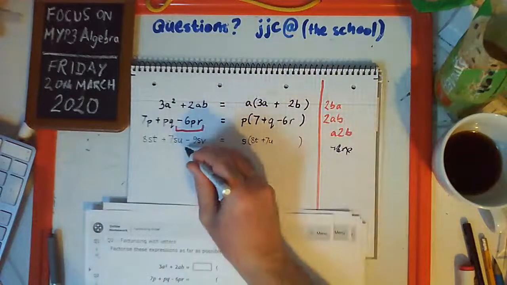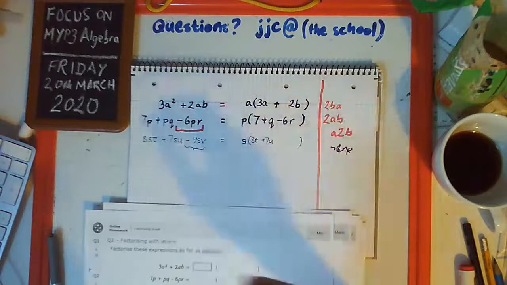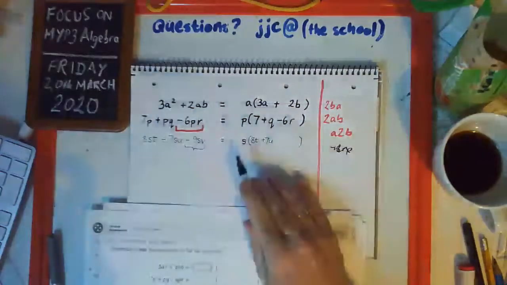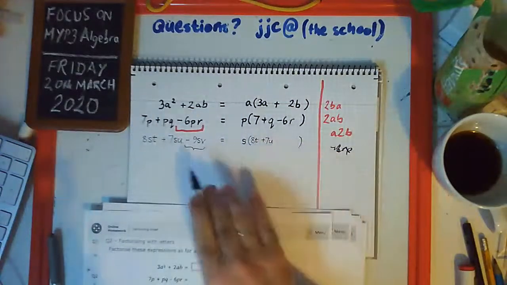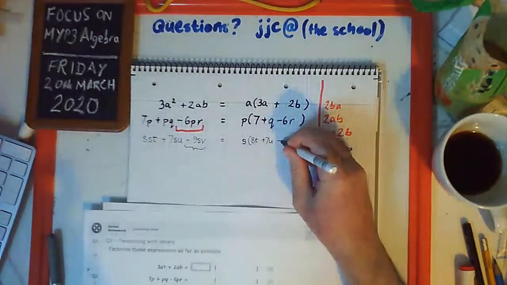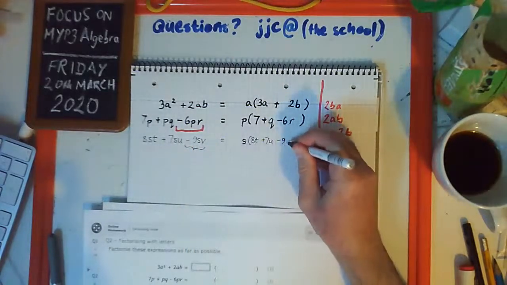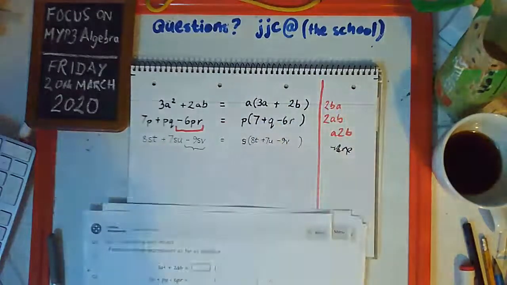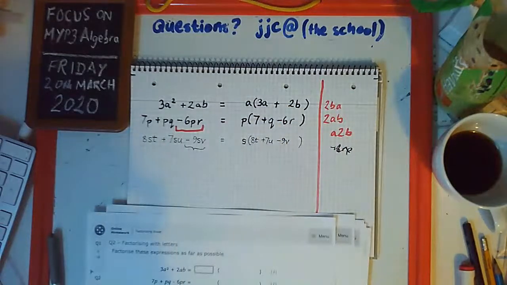And then I've got a minus term here, minus 9SV. So S times what will give me minus 9SV. So I'm going to have to multiply it by a minus 9 and also a V. So minus 9V inside the brackets for that one.